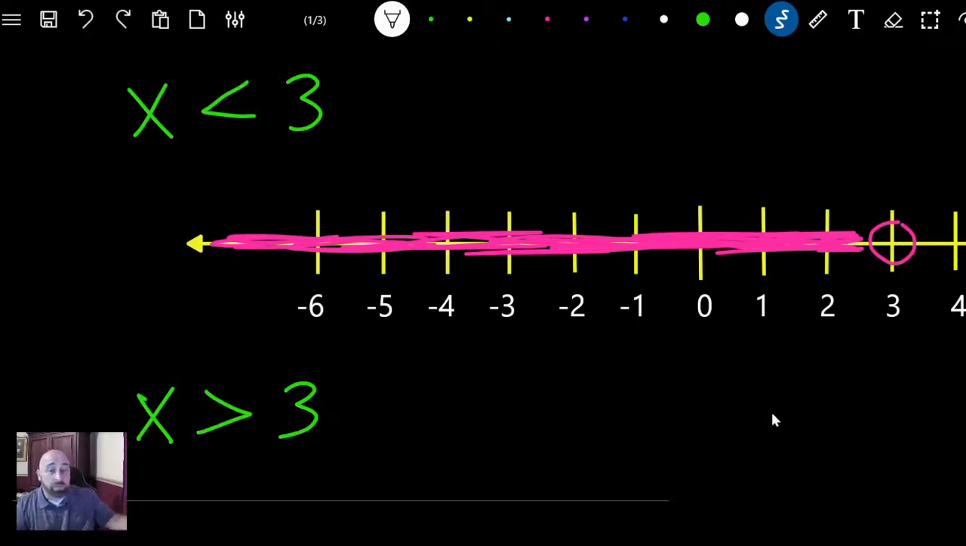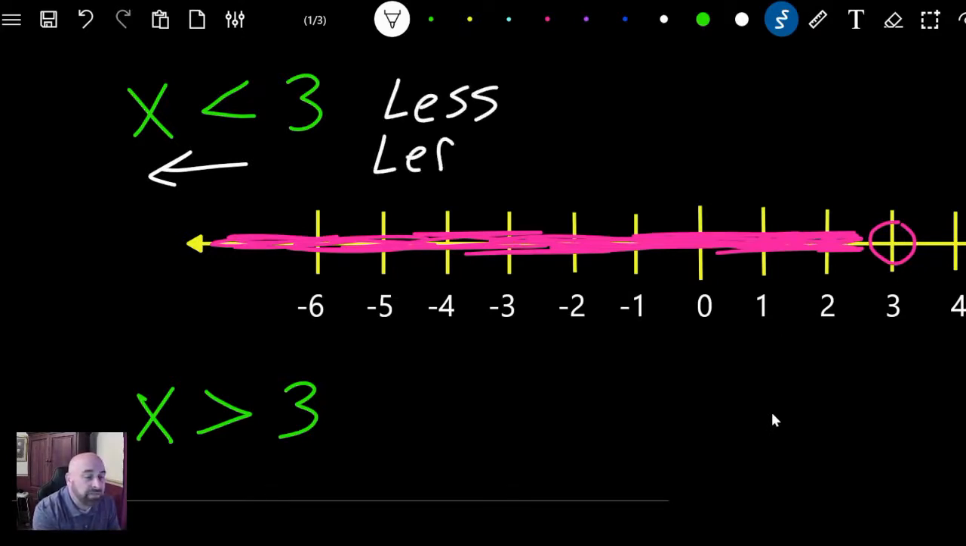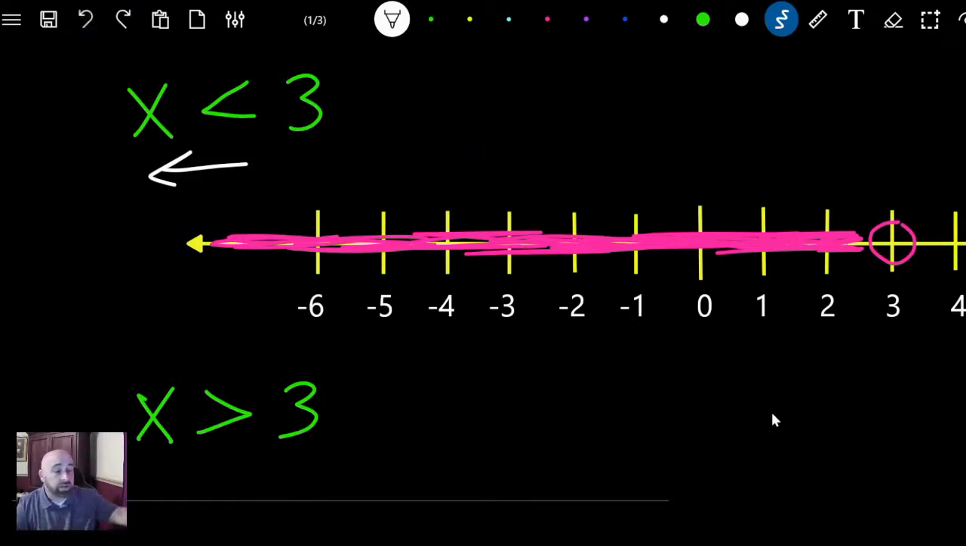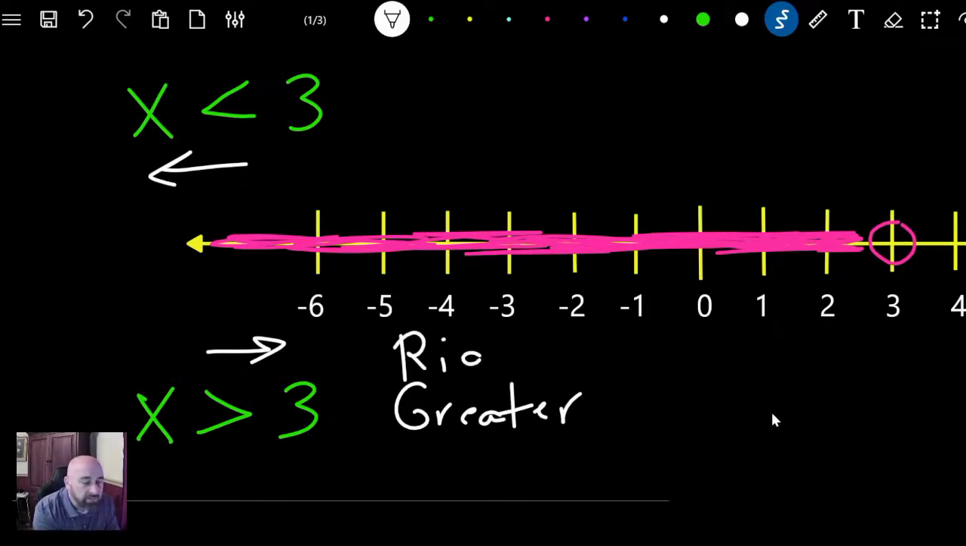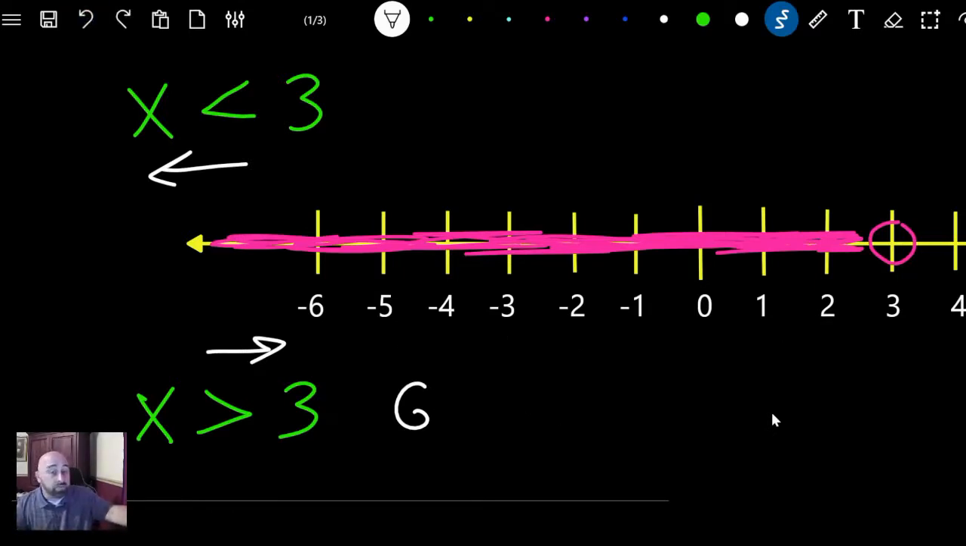Another way that people remember this is that this arrow points to the left, right? So less and left, they both start with the letter L. So maybe you could remember that less than points left. Doesn't work with greater than because greater than doesn't start with R. So greater than points to the right. And so maybe that helps you. Less than points left, greater than points right. However you need to figure this out, but you do need to figure it out.